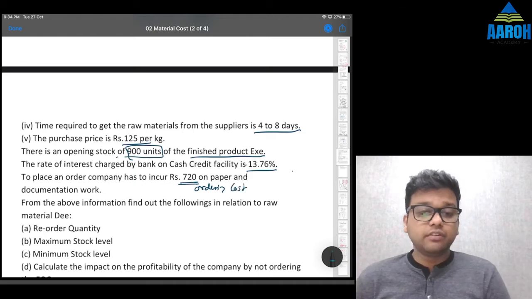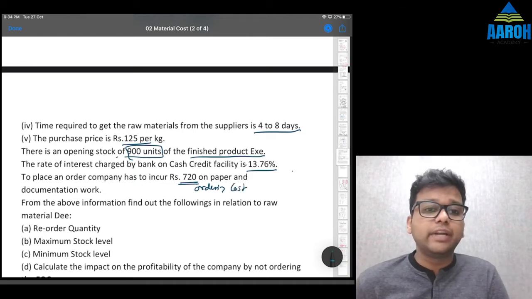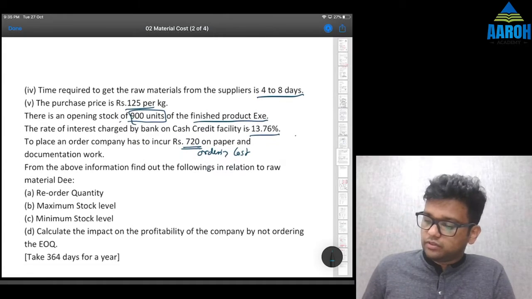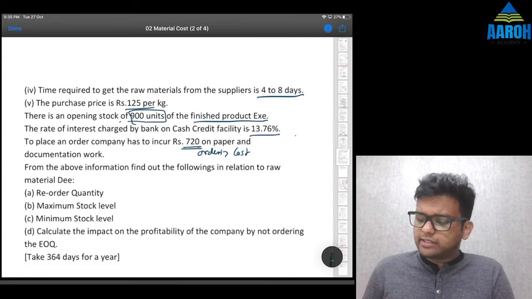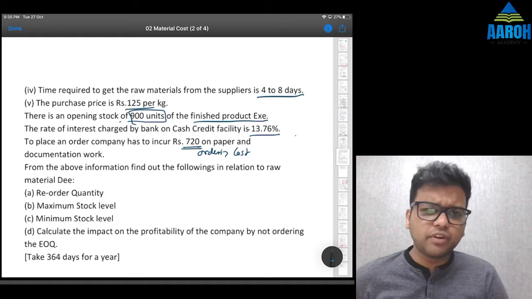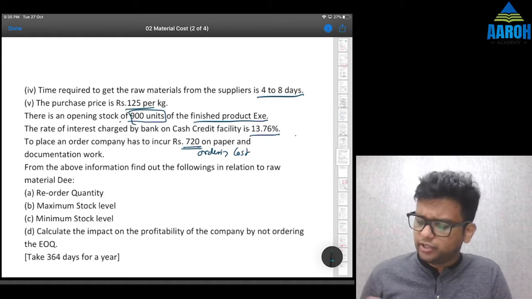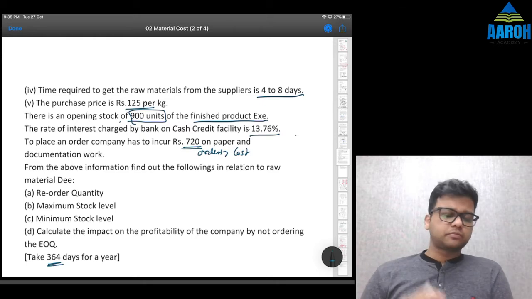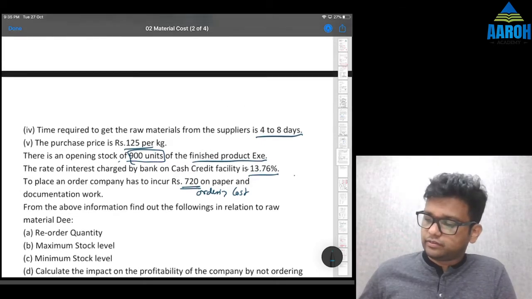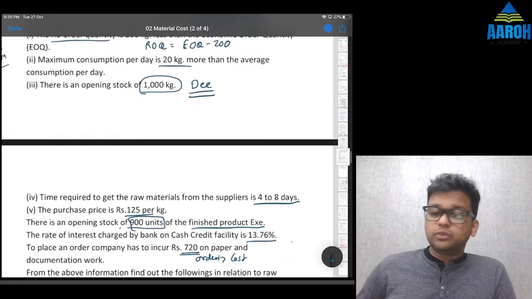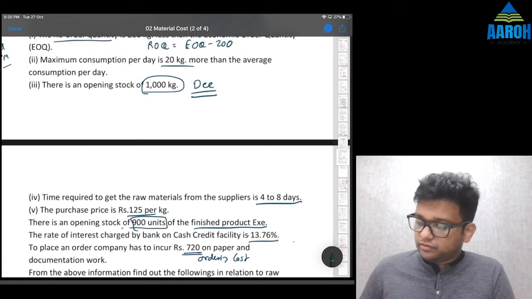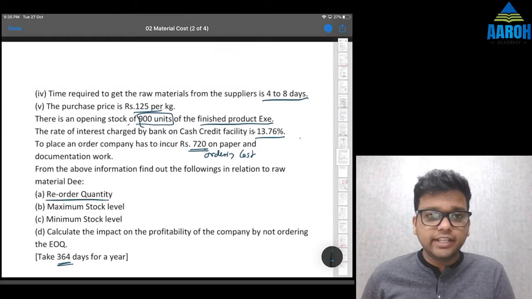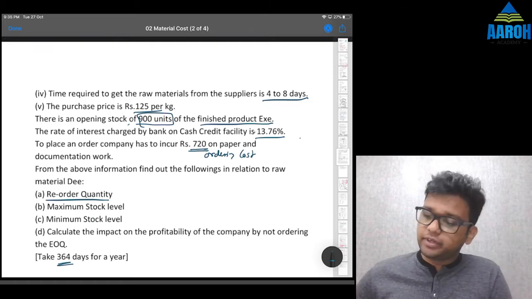From the above information, find out the following in relation to raw material D: ROQ, which is EOQ minus 200, maximum level, minimum level, and impact on profitability by not ordering the EOQ. Take 364 days for a year. Okay. Let's try to solve. Now the problem is, the first thing they have asked is ROQ. For that we need EOQ. Let's see what data we already have for EOQ.